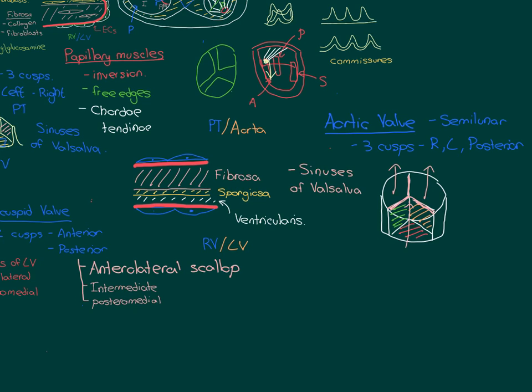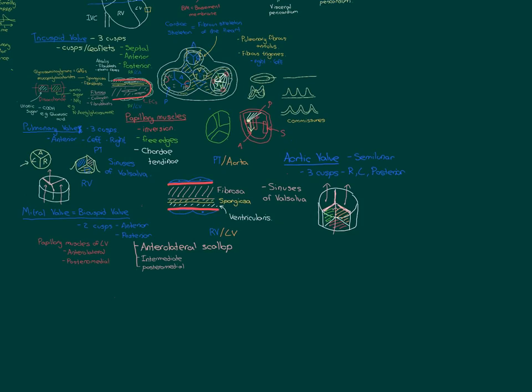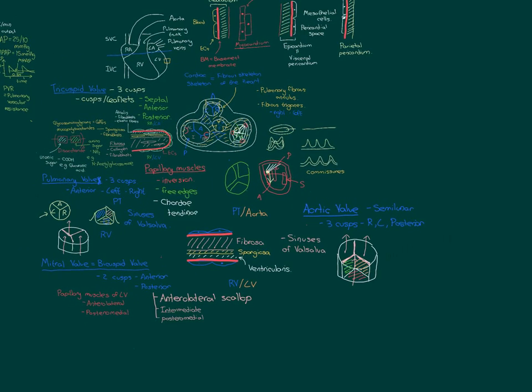So that's the way in which the valve works, and it doesn't need papillary muscles to prevent inversion because of the design of this. It has much less chance of inverting than the tricuspid and mitral valves do, and therefore doesn't need papillary muscles. Okay, so that completes the discussion of the anatomical structure of the four heart valves.